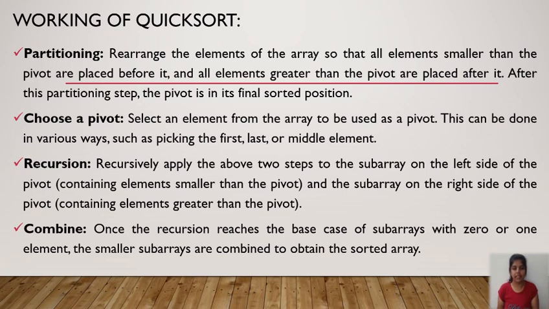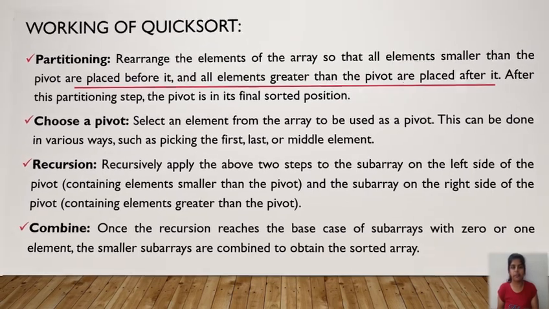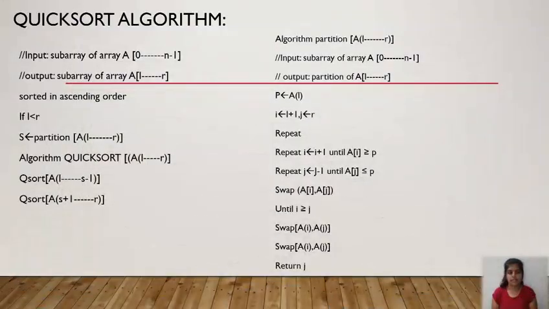Let's combine the recursion. Once the recursion reaches the base case of subarrays with 0 or 1 element, the smaller subarrays are combined to obtain the sorted array. This is the algorithm for quicksort. In the quicksort method, we have three steps: pick, divide and combine the arrays. These are shown in this figure.